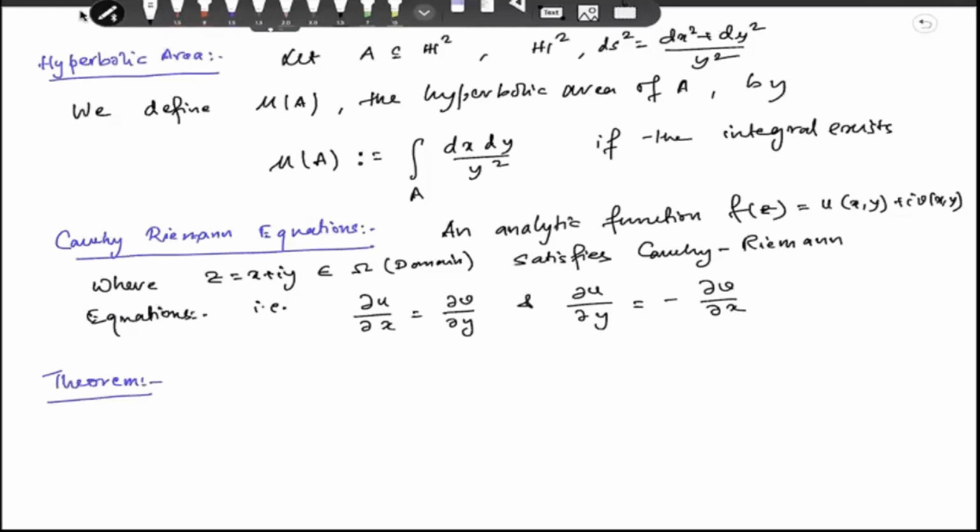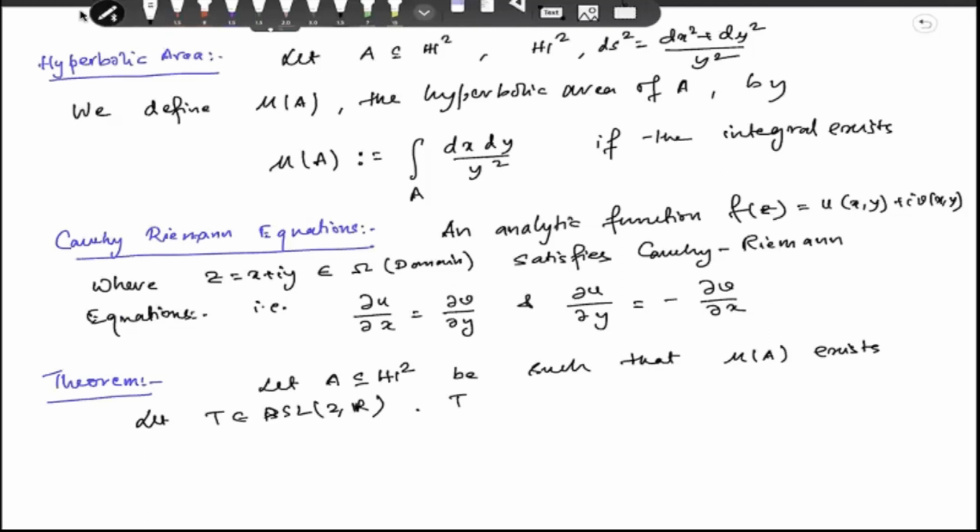Let us take a subset A of the upper half plane such that mu of A exists. And now let us take an element T of PSL(2,R). Then mu of T(A) is equal to mu of A. So what is the proof of this?